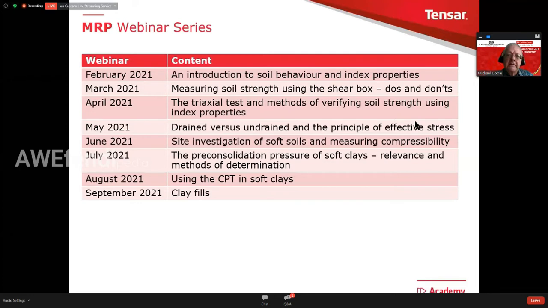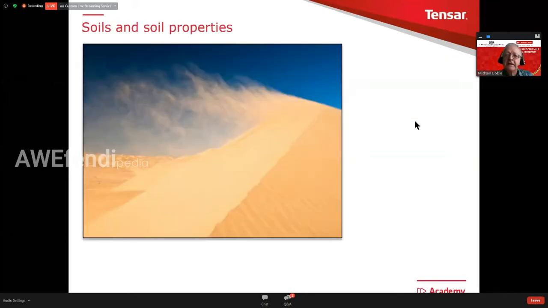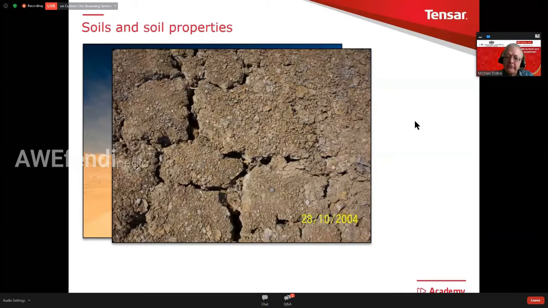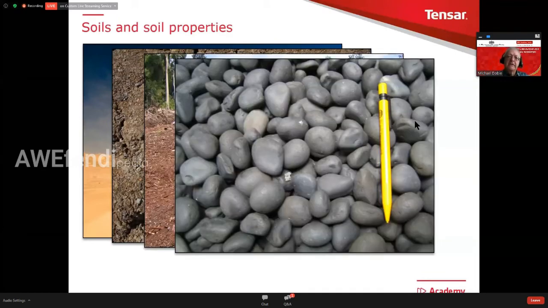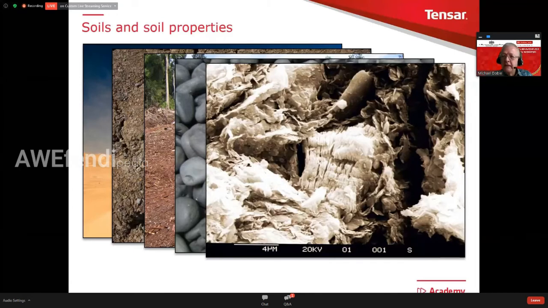Soils are interesting materials, so we use some interesting techniques here. A sand, an expansive soil, peat, a river gravel, you can see rounding, and a microscopic view of clay minerals. I think what you can see from those five pictures is that soils are very varied. So understanding the properties and using them as engineering materials requires that we do have a very good level of understanding of how these materials work.